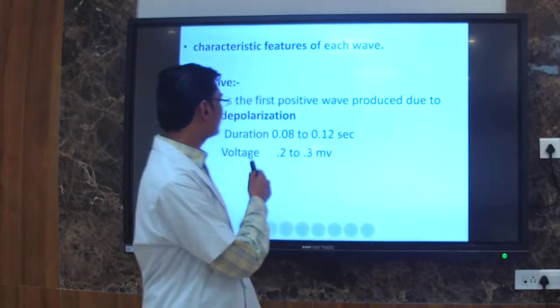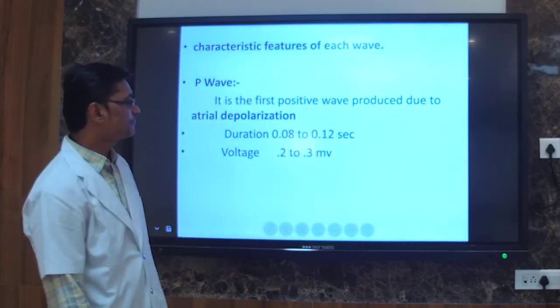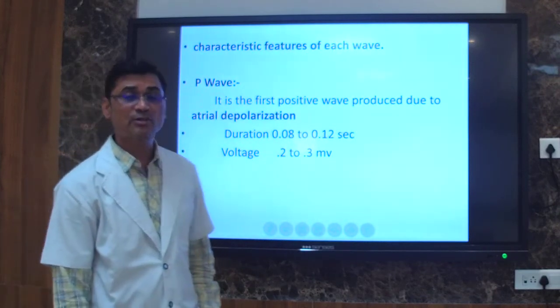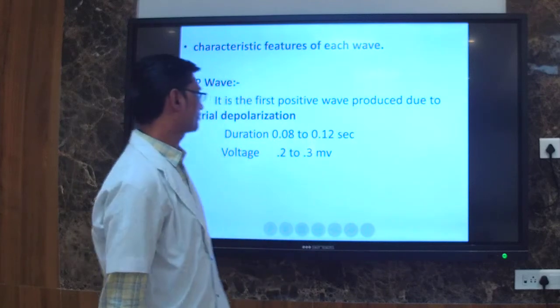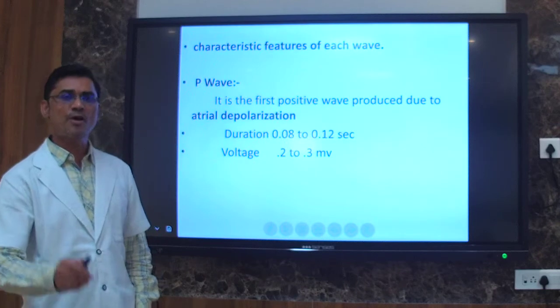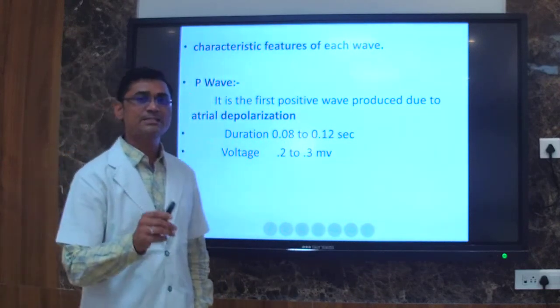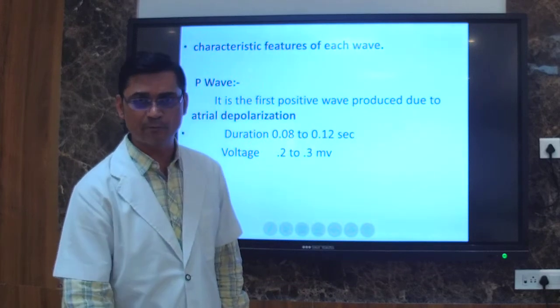So coming to the very first wave, that is the P wave. The P wave is the first wave, produced due to the event called atrial depolarization. The duration of the P wave is 0.08 to 0.12 seconds, and the voltage is recorded as 0.2 to 0.3 millivolt on the y-axis.